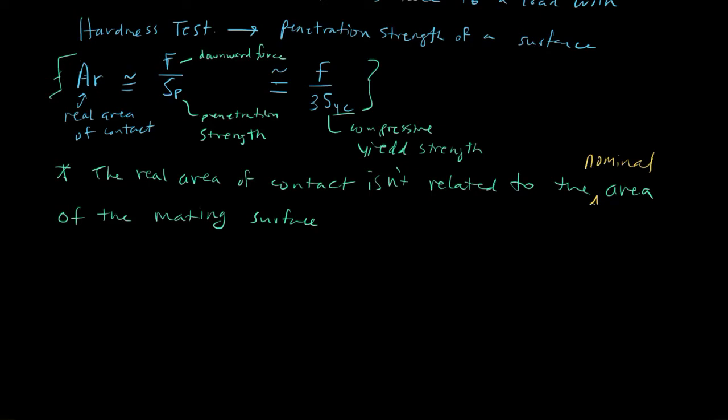Okay, so the difference is, if we just had, say, surface A, and we had surface B, we might say, well, if we know that this object is this wide, and this object is this wide, that we can actually look at this area that's between these two things, and we say, oh, well, that's the area of contact. But in reality, it's not. From a friction perspective, the real area of contact isn't related to this nominal area between the two components.